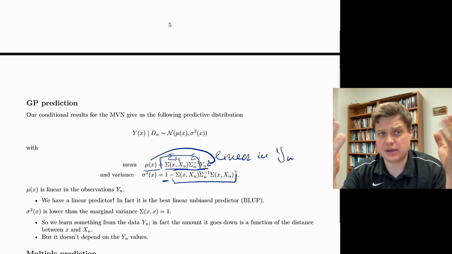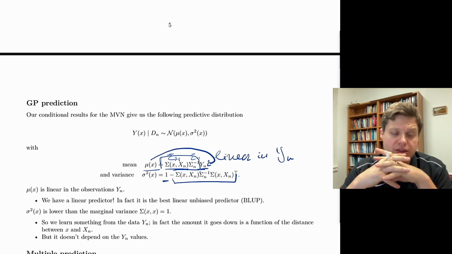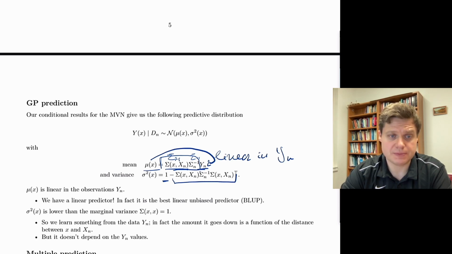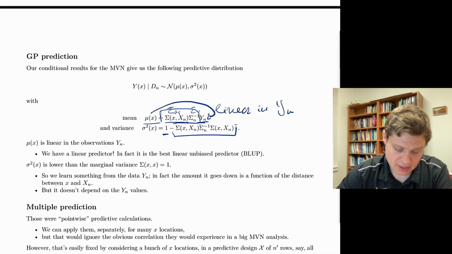The analogy to it is the nearest neighbor. You can think of it the same way. The closer you are, the more sure you are about the prediction. The further away you are, the less confident you are about the predictions. But the variance does not depend on the yn values. It just depends on the distances between the x values.